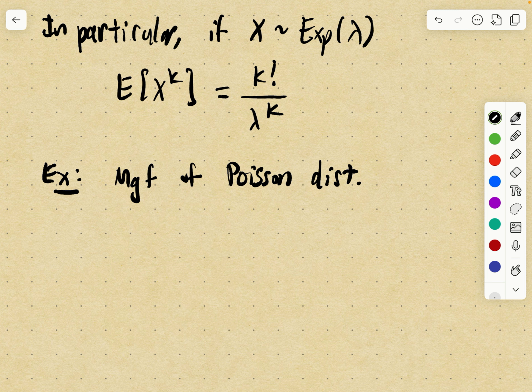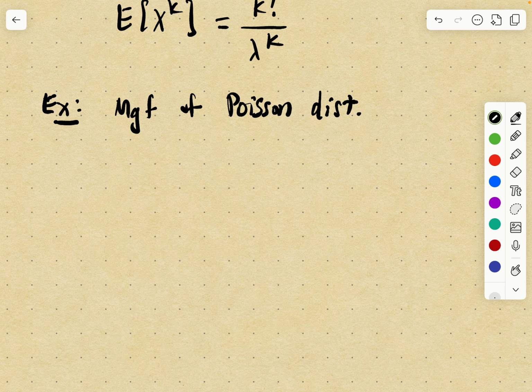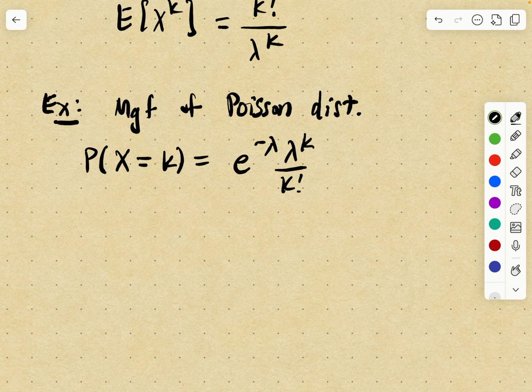So for the Poisson distribution, we have that the probability that X is k is e to the minus lambda, lambda to the k over k factorial, for k equals 0, 1, 2, etc. So this is a Poisson distribution with parameter lambda, for a fixed lambda.